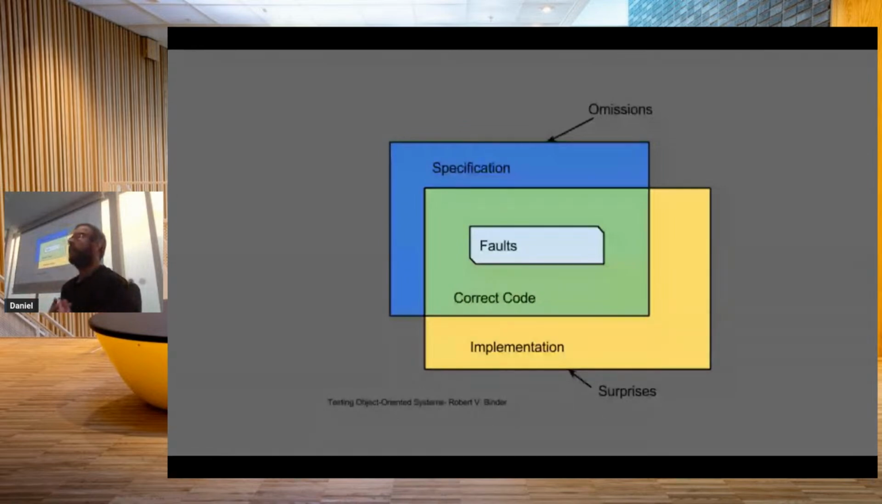So we can have things in the implementation. Normally, when we're talking about verification, we do not call things in the implementation that were not in the specification bugs. They're just annoyances. They're outside of it, because the verification part is to check the code that is overlapping between the specification and the implementation.